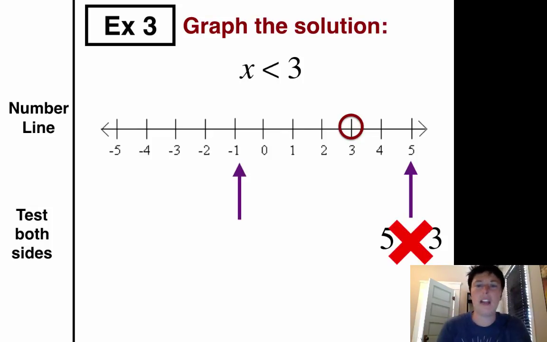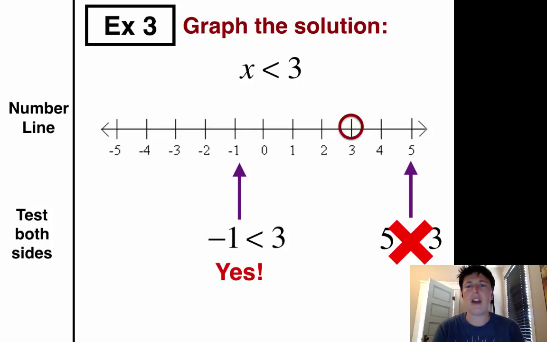Now test the other side. Pick something on the left-hand side. Anything you want. It could be 2, it could be 1, it could be 0. I'm picking -1, whatever you want to do. Is -1 less than 3? Yeah, -1 is less than 3. That is true. Yes for that one.